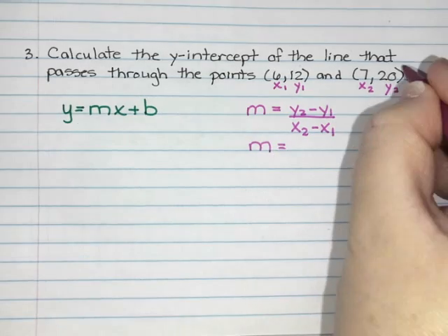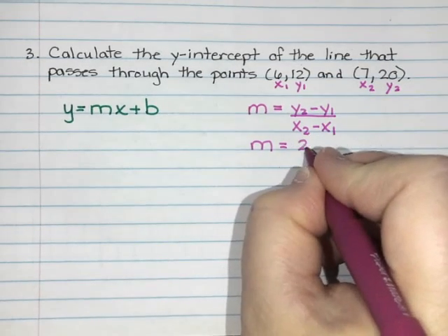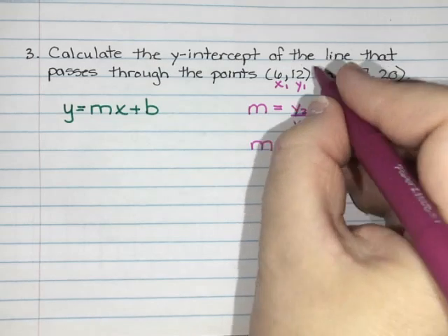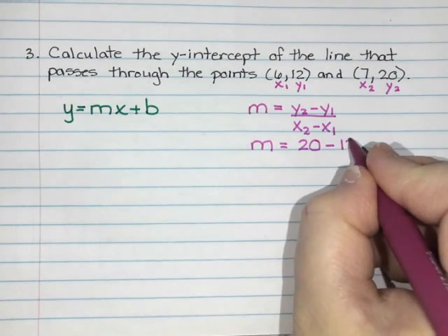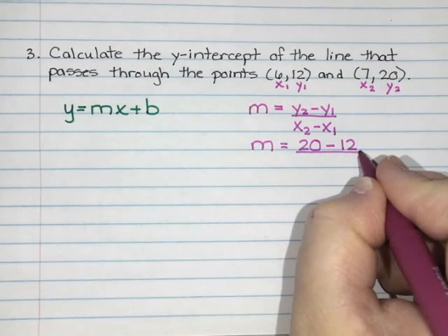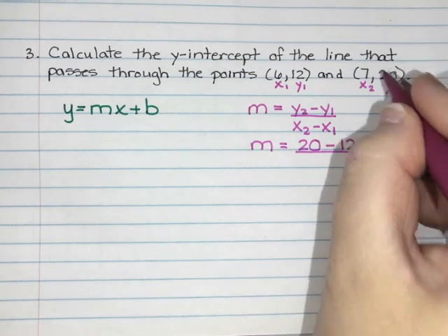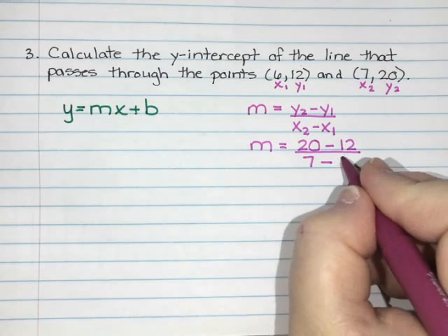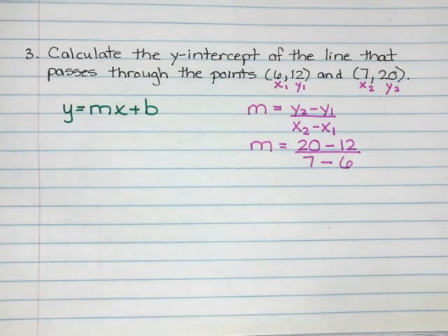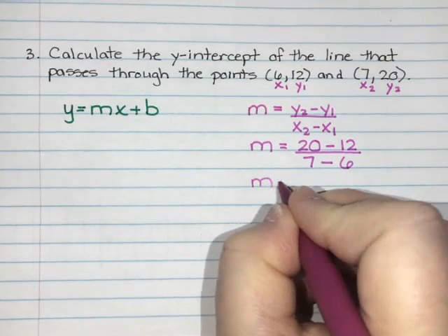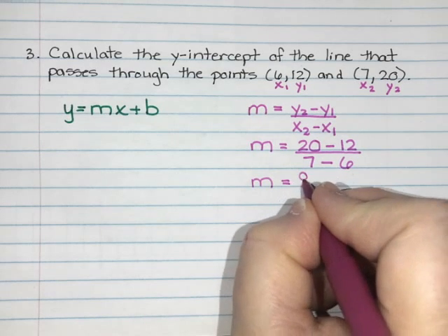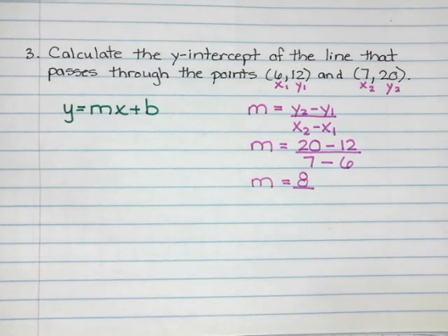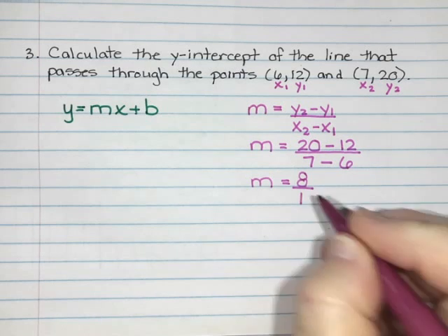So y2, for me, that's 20. Take away y1, that is 12. Divided by x2, that's 7. Take away x1, which is 6. 20 take away 12 is 8. 7 take away 6 is 1.